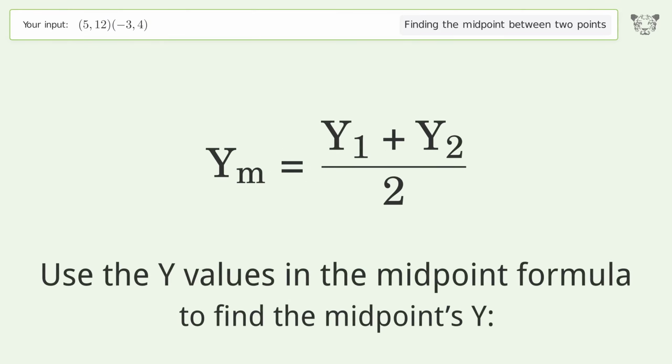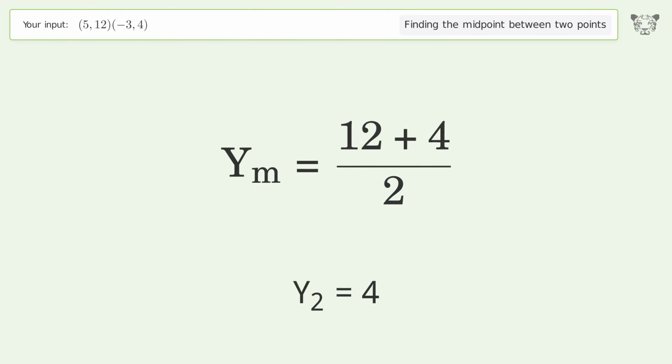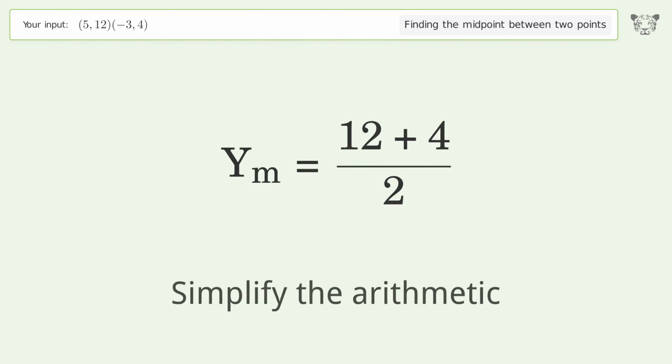Use the y values in the midpoint formula to find the midpoint's y. y1 equals 12. y2 equals 4. Simplify the arithmetic.